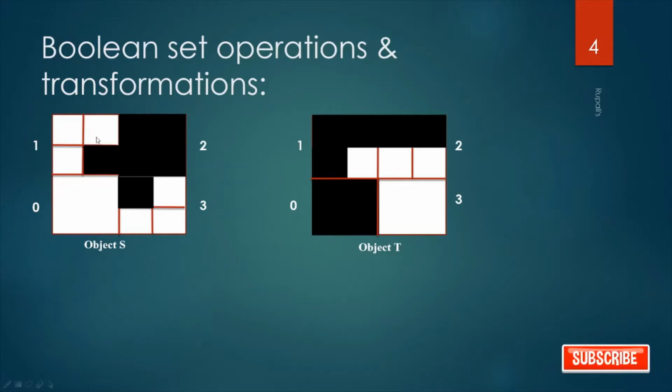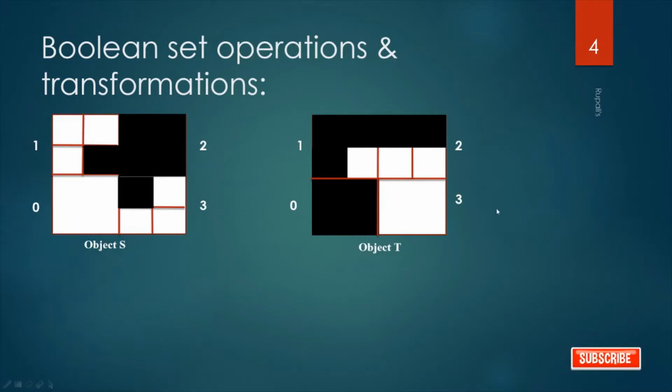Now after division, these three quadrants are empty and this one is full. Quadrant 2 is full. Quadrant 3 is partially full, so you have to divide it again. And in case of object T, this is full, this is empty and this quadrant is partially full, so you have to divide it, and this quadrant is partially full, so you have to divide. After division, we again get 4 quadrants. These 2 are full and these 2 are empty. In this way, there are 2 objects.